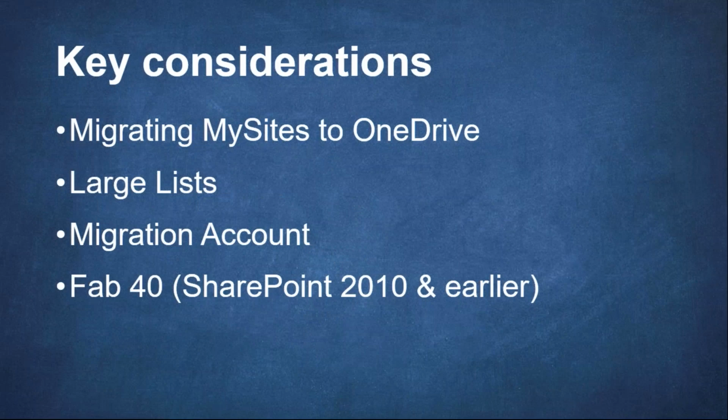Some key considerations that we've run into in our own migrations, some things that have come up regularly. So migrating My Sites to OneDrive. OneDrive, in its current state, has its roots in My Sites. My Sites were SkyDrive sites, and then they were OneDrive for Business, and et cetera, et cetera. There are some limitations to what you can do. Essentially, what you need to do if you are doing an out-of-the-box migration is pre-create all the My Sites using PowerShell if you want to migrate them over.